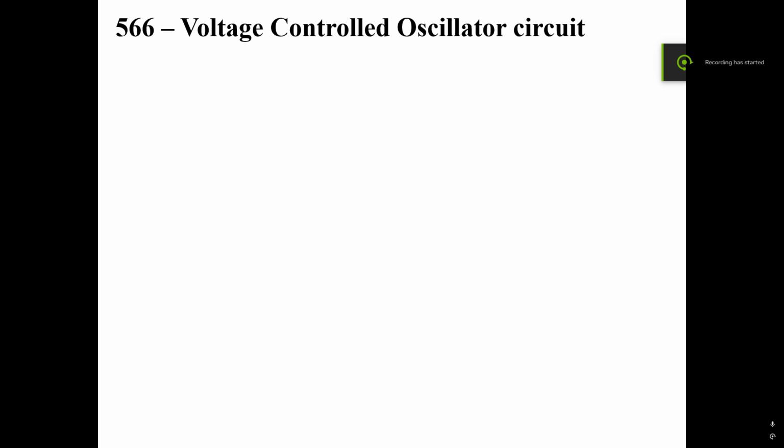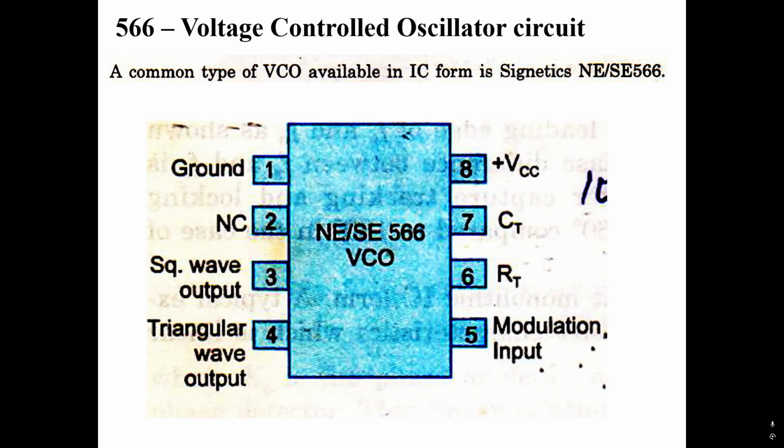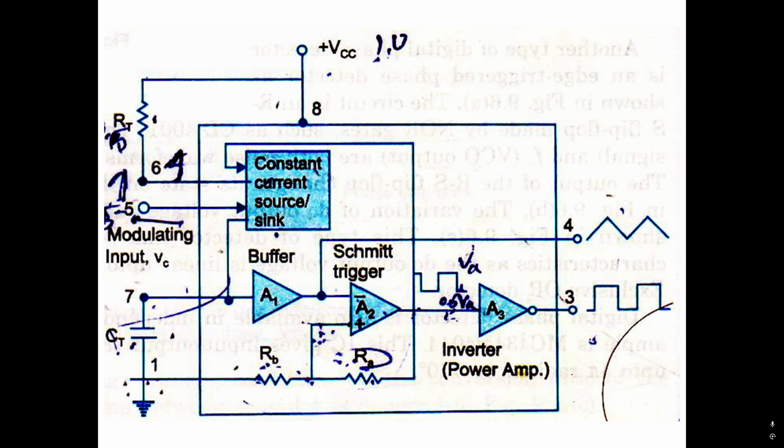566 voltage controlled oscillator circuit. A common type of VCO available in IC form is the Signetics NE/SE 566. This is the pin configuration of the NE/SE 566 voltage controlled oscillator or VCO. This is the internal structure of the VCO.